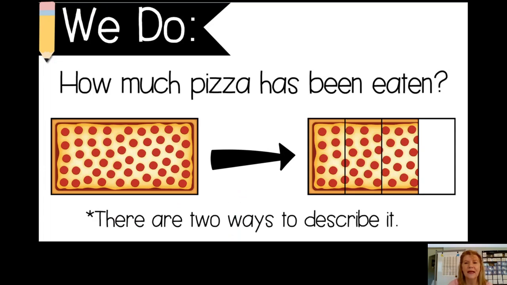How much pizza has been eaten? There are 2 ways to describe this. Can you remember the 2 ways? Well, there are 4 equal parts, or 4 equal quarters. When you say quarters, you don't have to say equal because a quarter means an equal fourth. So it's 1/4 or 1/4 has been eaten.